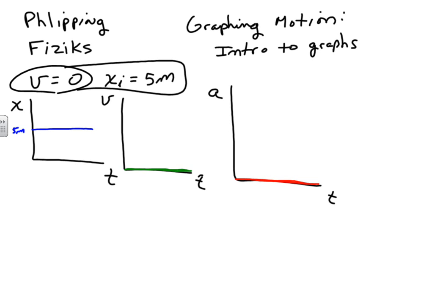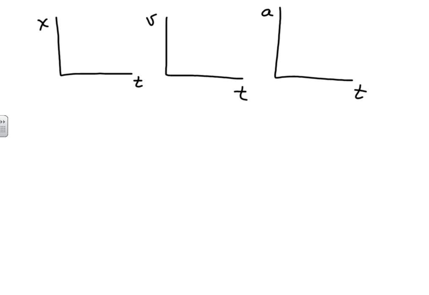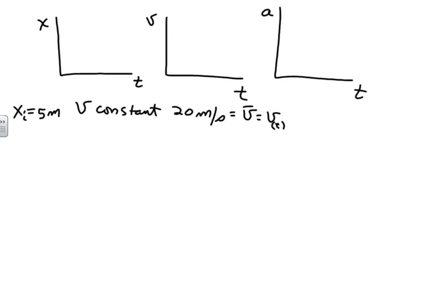Well, let's try the next one. Let's have the displacement versus time graph, the velocity versus time graph, and the acceleration versus time graph for a new motion. Okay, how about this one? Velocity constant, 20 meters per second. 20 meters per second equals v average, because v average is equal to v instantaneous. It's always 20 meters per second. Let's say it started not at the origin, but 5 meters away, like it did before. Okay? So I want you to graph those three.